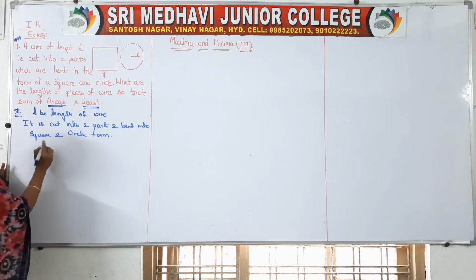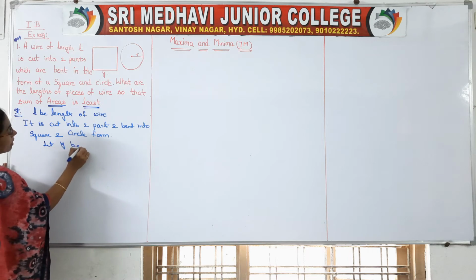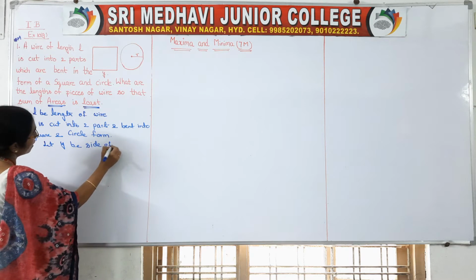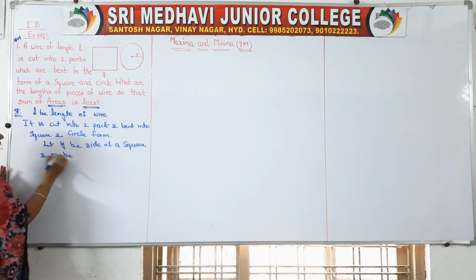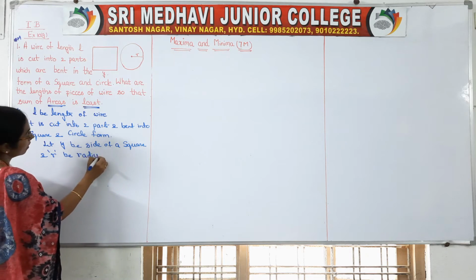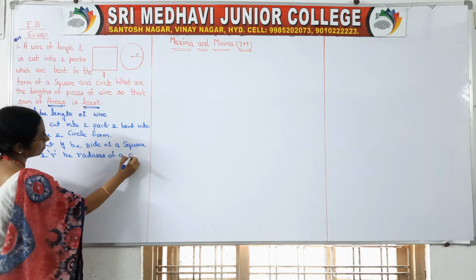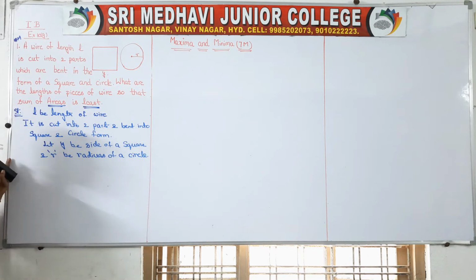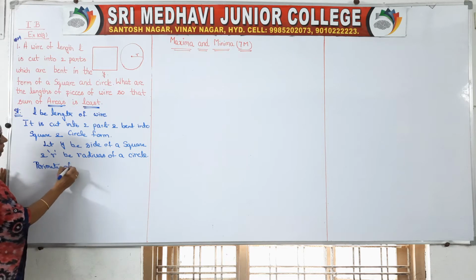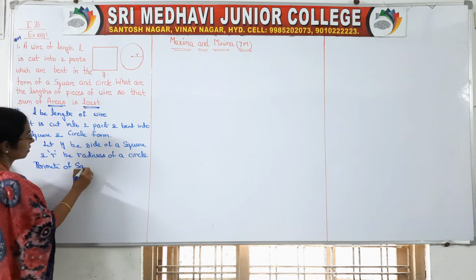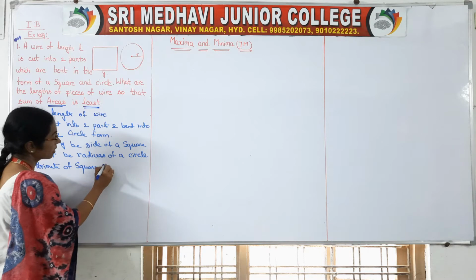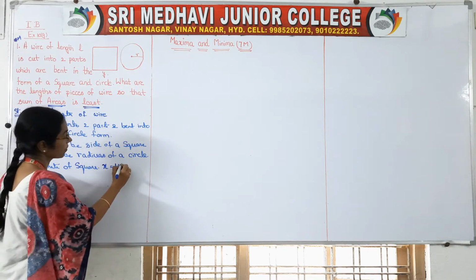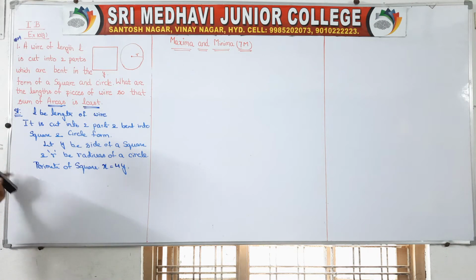Okay, so now let y be the side of a square, and r be the radius of a circle. So now first, the perimeter of the square. You take the first part as x. So x is equal to 4y. The first part length is x.